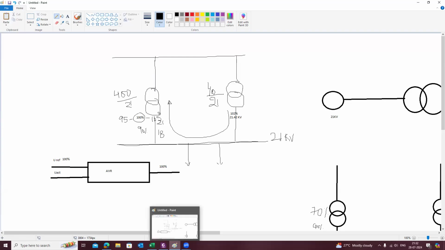Okay, right. Yes, is it clear? If it is not clear, let me explain in this way also. I'm not really sure how many of you have seen big thermal plants, with generators like 500 megawatt, 600 megawatt, 800 megawatt.